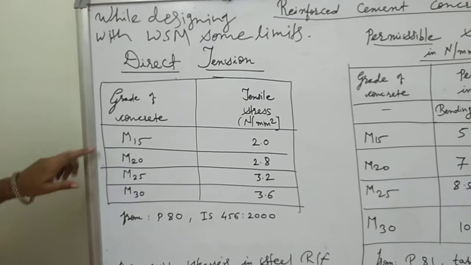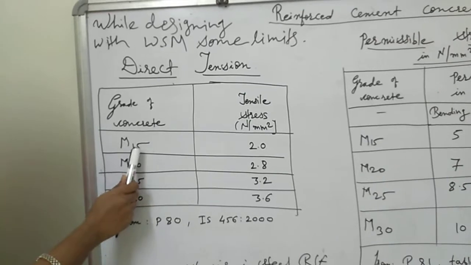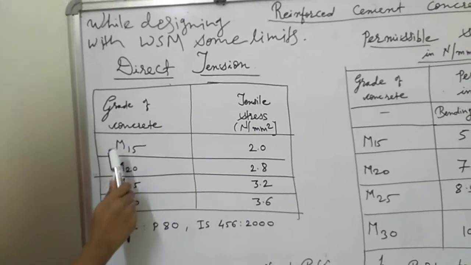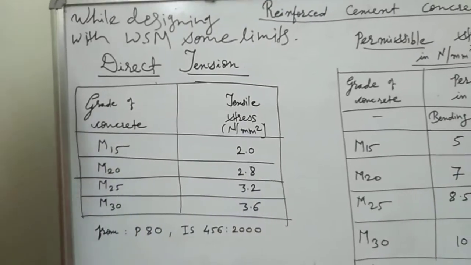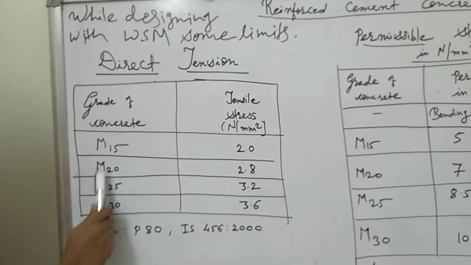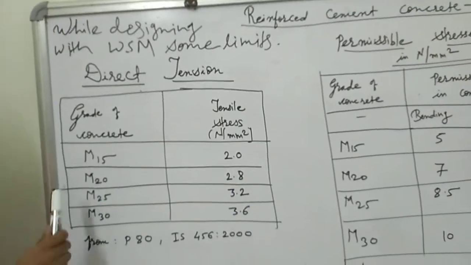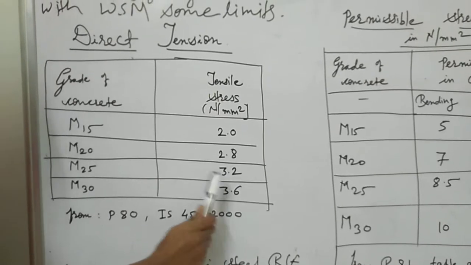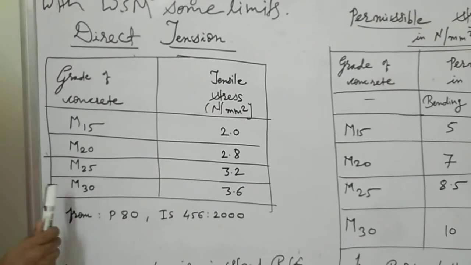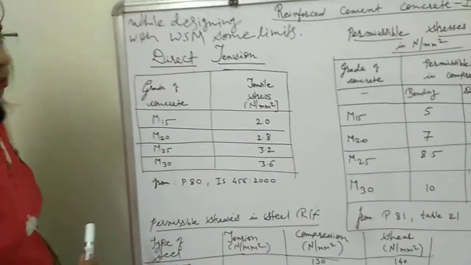We are aware of these grades of concrete. M means design mix and 15 is the grade of concrete. So for M15 grade of concrete, the tensile stress is 2 Newton per mm square. For M20, it is 2.8 Newton per mm square. For M25, it is 3.2 Newton per mm square. And for M30, 3.6 is the tensile stress in Newton per mm square.